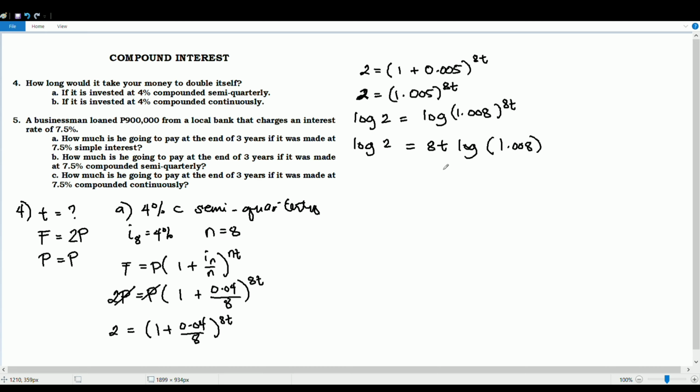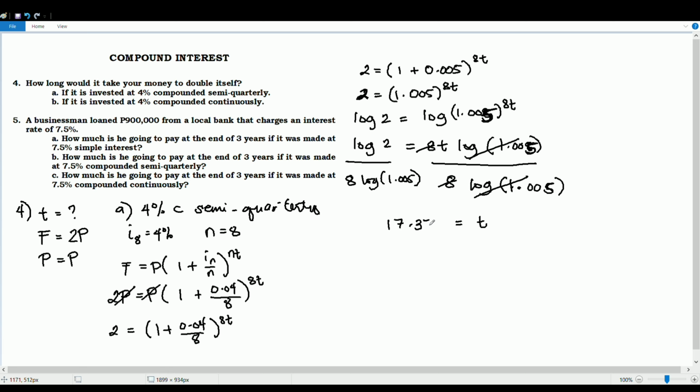And then we can now solve for the value of t by dividing both sides by 8 log of 1.005. So on our left side, that is 8 log of 1.005, we have to cancel this out on our right side. The remaining variable is t, that is equal to, encode this in your calculator, and it will become 17.37 years. That's for letter A.